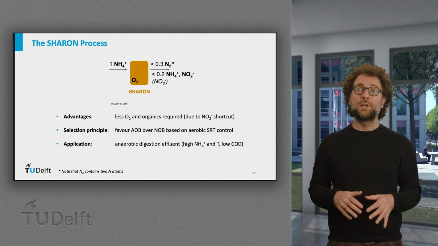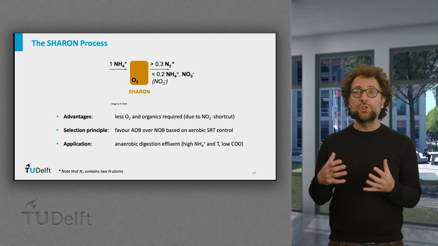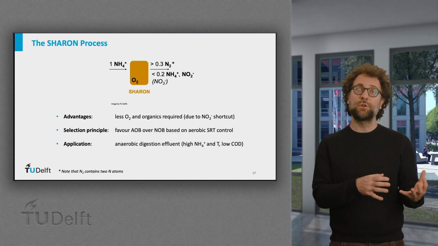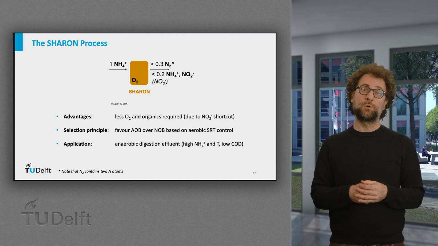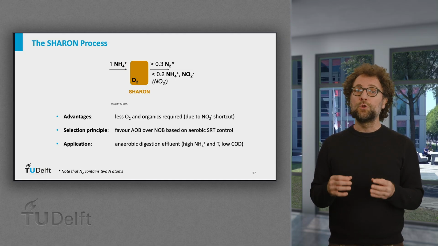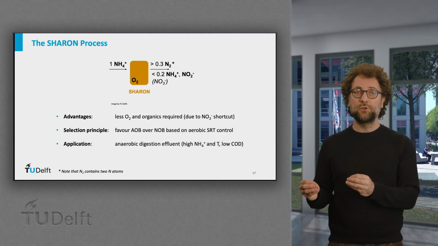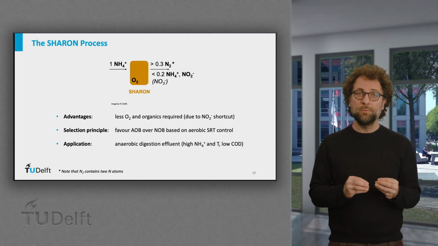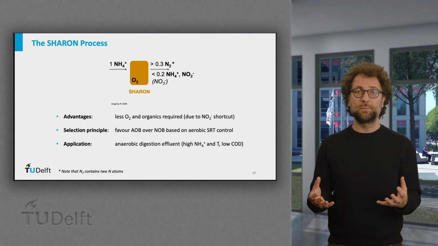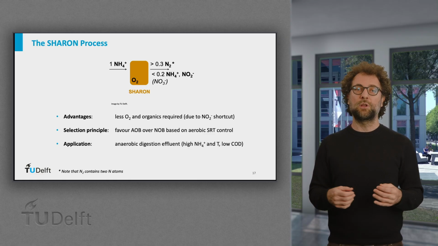Importantly, thanks to the nitrite shortcut, the Sharon process allows significant reductions in oxygen and COD requirements for the removal of ammonia. This is achieved by a simple operation using the aerobic solids retention time to promote the growth of AOB and wash out NOB. The most successful implementation is on high strength and high temperature effluents, devoid of easily biodegradable COD.